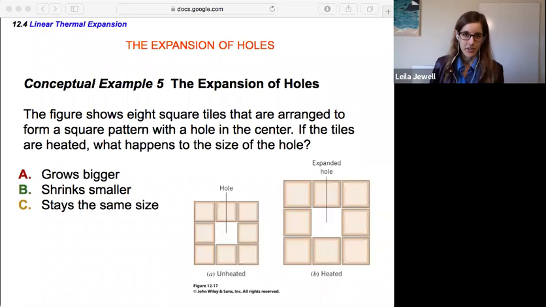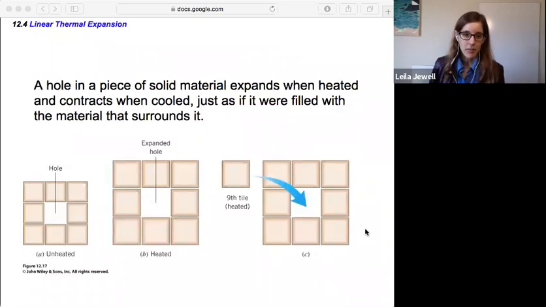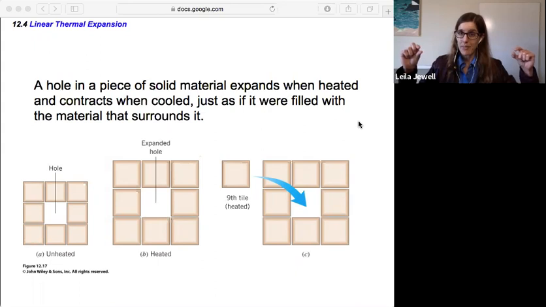A way to think about this is that the hole actually expands just as if there was a piece of material in there. So a hole in a piece of solid material expands when heated and contracts when cooled, just as if it were filled with the material that surrounds it. So that's pretty nifty, but just another application of this linear thermal expansion in action. And in the next section, we're going to take this linear thermal expansion and make it three-dimensional. So stick around.